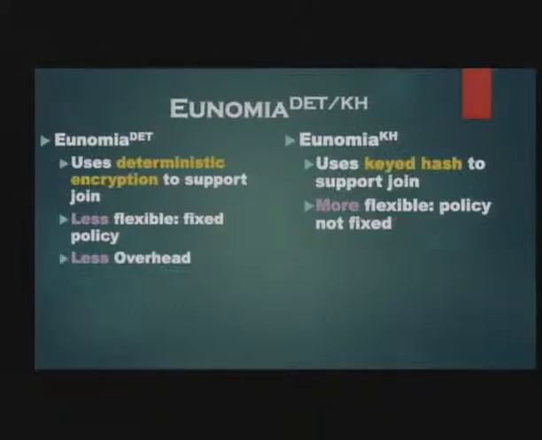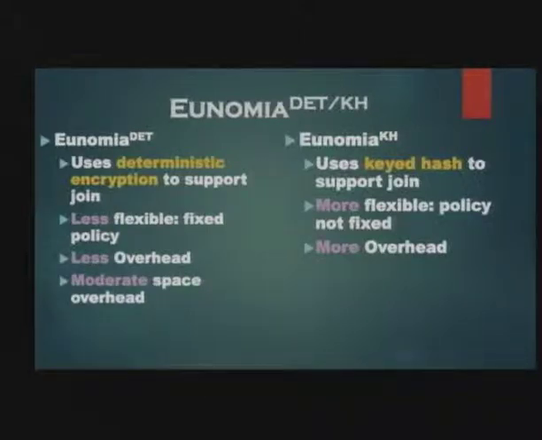For Enumia Det, you have less computational overhead over plain text, whereas for KH, you have more overhead. It takes more time. And for Enumia Det, the log size has moderate space overhead, not too much, whereas Enumia KH has huge space overhead. I'll tell you why. It's very simple. It's not rocket science actually.